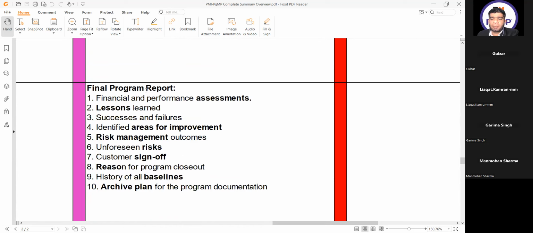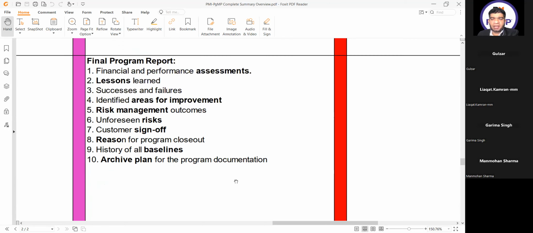We have a final program report at the end of the program. What does it contain? Number one, financial and performance assessments, lessons learned, successes and failures, identified areas for improvement, risk management outcomes, unforeseen risks, customer sign-off, reason for program closeout, history of all baselines, archive plan for the program documentation. This is the program final report.